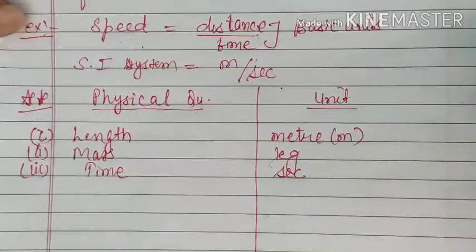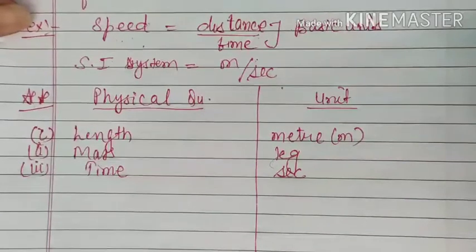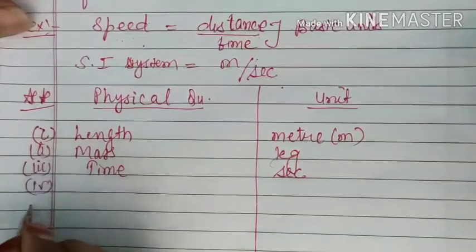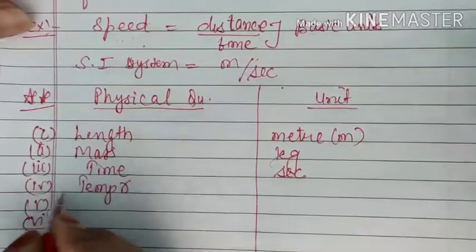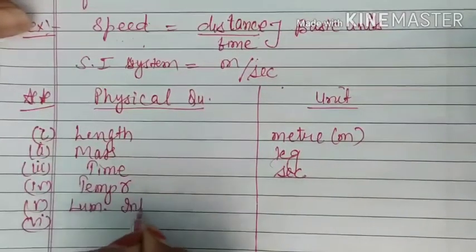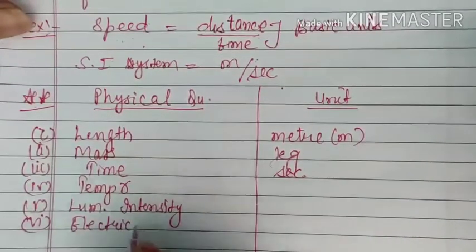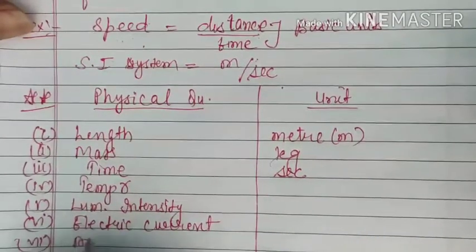But later, when other physical quantities were found, we felt a need to increase these fundamental quantities. We came to know that with the help of these three quantities we cannot explain all the other physical quantities, so we had to add some more. So later, one by one, we added temperature, luminous intensity, then electric current, which is simply known as current, and the last one was amount of substance.